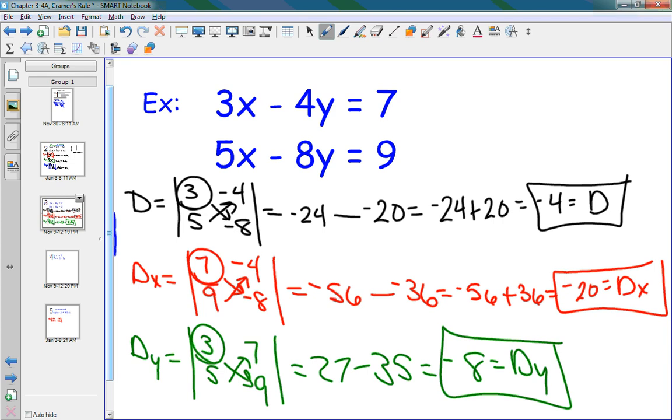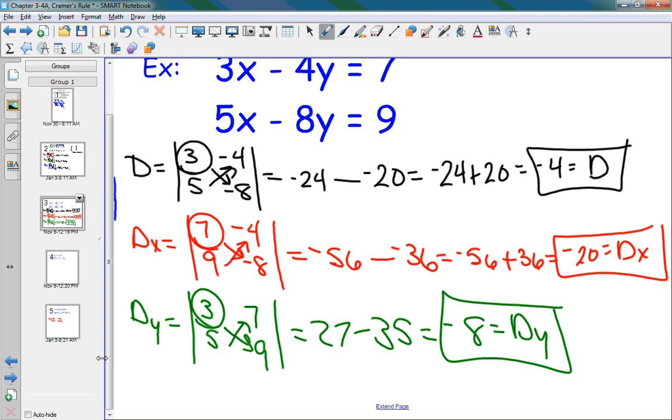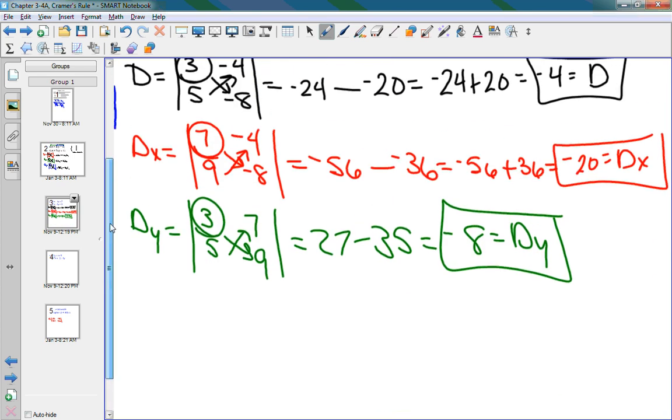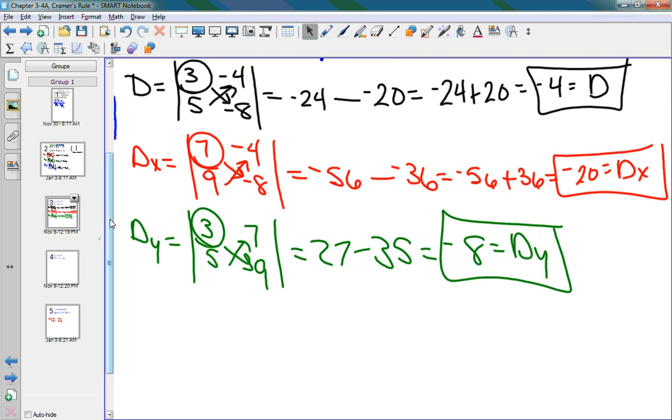Now, how in the world does that help me find my points of intersection? Well, it's very simple, because now that I have all that part done, all I have to do is simply say that x is equal to my dx value divided by my d. So what is dx divided by d? Well, dx is going to be -20, and what's d? -4, and what's -20 divided by -4? 5. That is my x-coordinate.